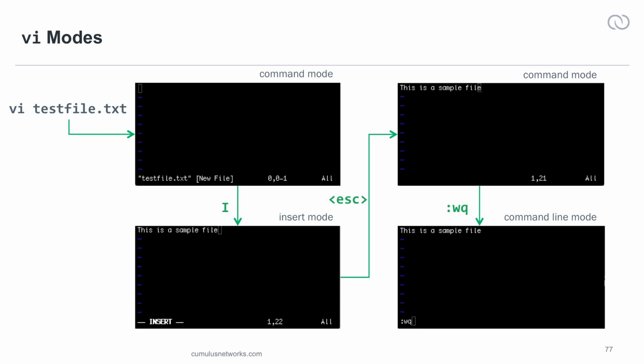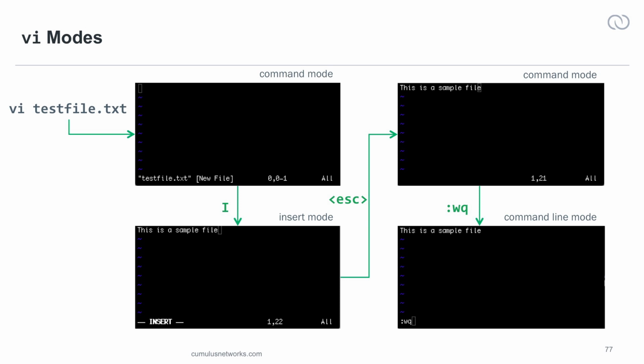In this example, we have chosen to edit a file called testfile.txt. You will launch VI from the command line by typing VI and then the name of the file. This puts you into command mode. At this point, every key on the keyboard is mapped to an actual command. If I type capital I, that will put me into insert mode, and I'm able to insert the text. This is a sample file. If I press escape, this puts me back into command mode and allows me to run more commands.